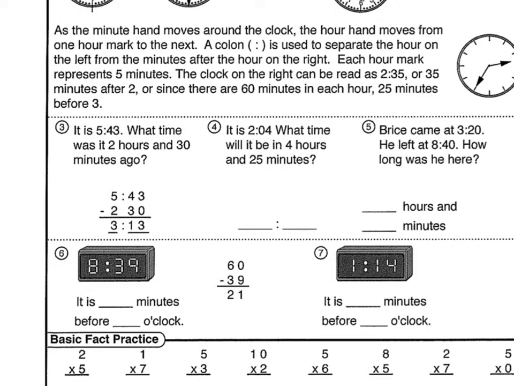All right, moving along here, here's question number 3. It is 5:43. What time was it 2 hours and 30 minutes ago? Here's how you solve that problem. You write the 5:43 down, and since it's 2 hours and 30 minutes ago, that means the time is going backwards, and so we have to subtract, right, to get a lower time. So 3 minus 0 is 3, 4 minus 3 is 1, and 5 minus 2 is 3. So 2 hours and 30 minutes ago, it was 3:13.